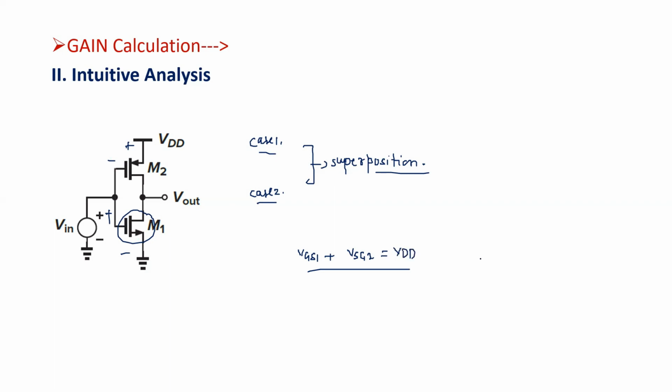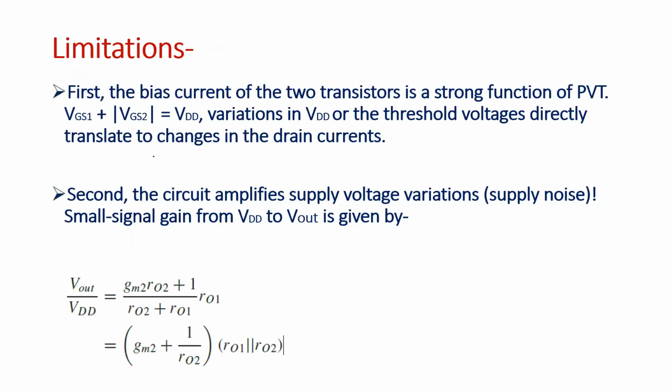These are the voltages which are providing the current term gm VGS. So the sum of these two voltages depends on the supply voltage directly. If there is any variation in the supply voltage, this variation directly reflects on the output voltage, or you can say the gain of the amplifier stage. If VDD varies with temperature or any process variation, this variation is going to reflect directly in the gain, because VGS1 and VGS2 sum up and give the VDD value. This is the first limitation.